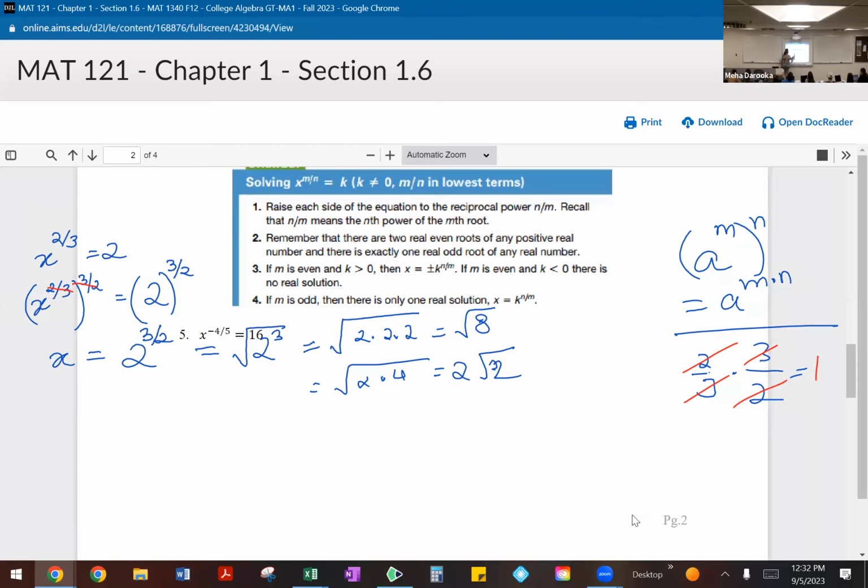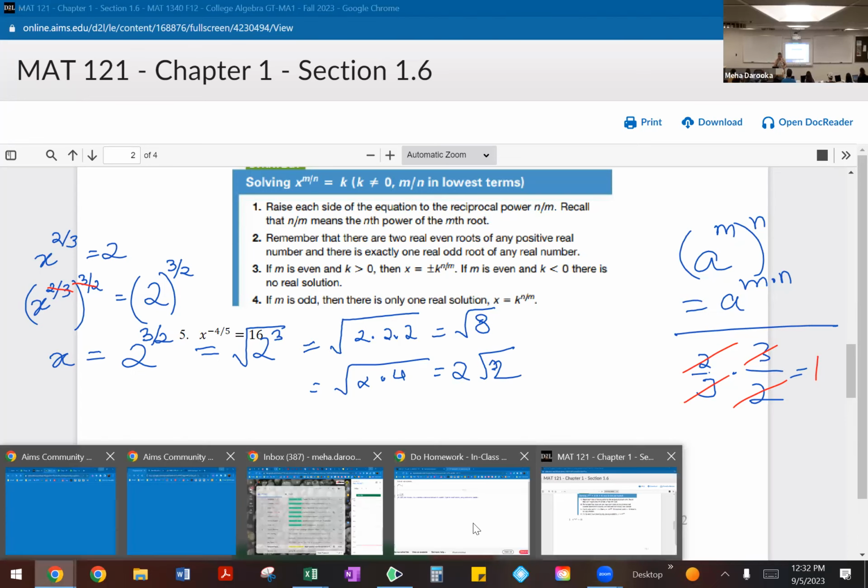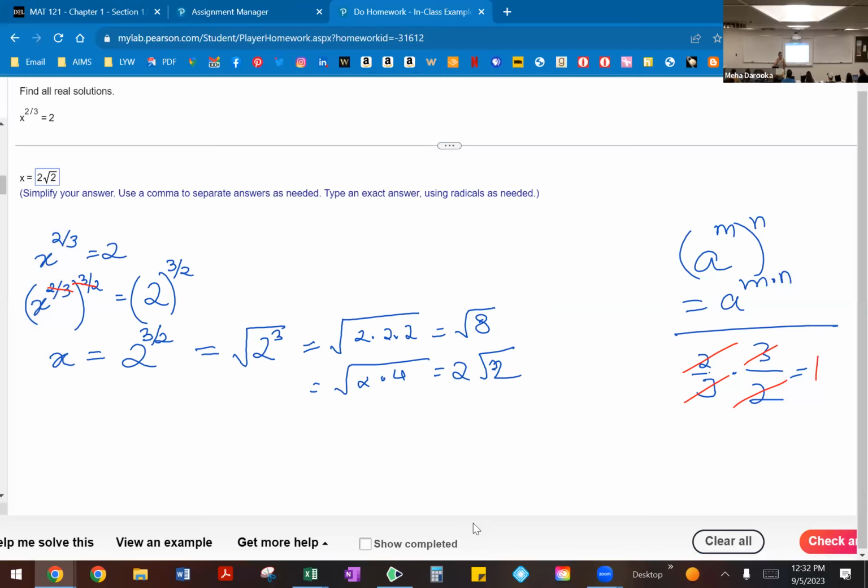Remember when they told us if you have an even number, which our m value was 2, and if your k is positive, which my right-hand side was positive, you are going to end up with plus or minus. Technically, we have taken a square root, so we have to introduce a plus or minus. So the answer is the same, but we need to have both positive and negative. Plus or minus 2.